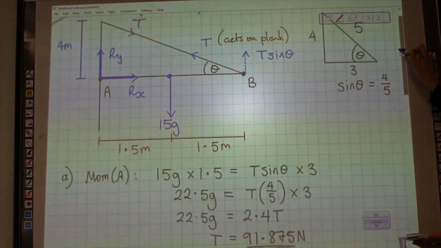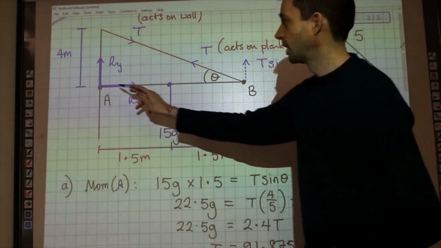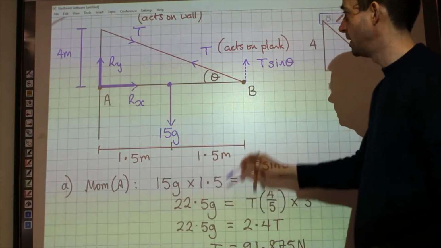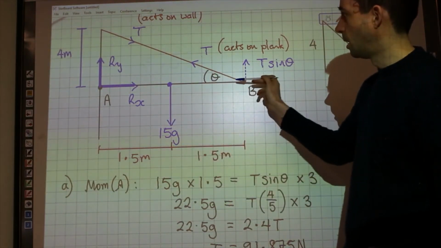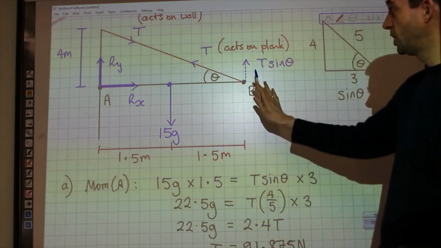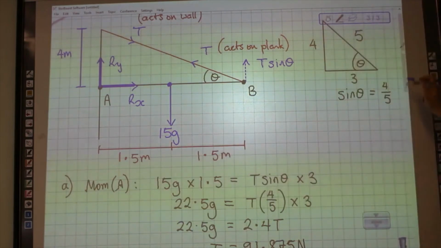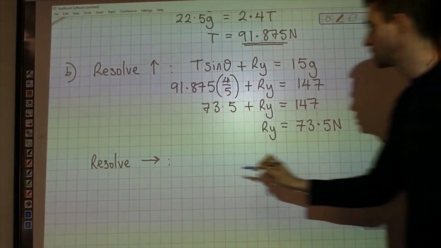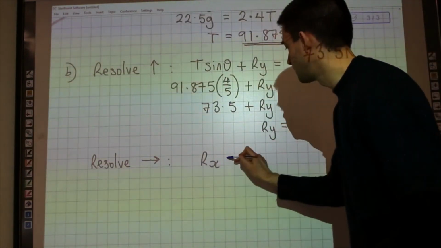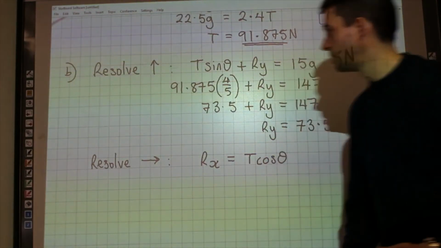Okay. Right, looking horizontally then, I've got the reaction at X, which is acting horizontally, and then here I'm going to have the horizontal component of T. So if this was T sine theta, then I'm going to have T cos theta here. So my reaction at X is going to be equal to T cos theta.